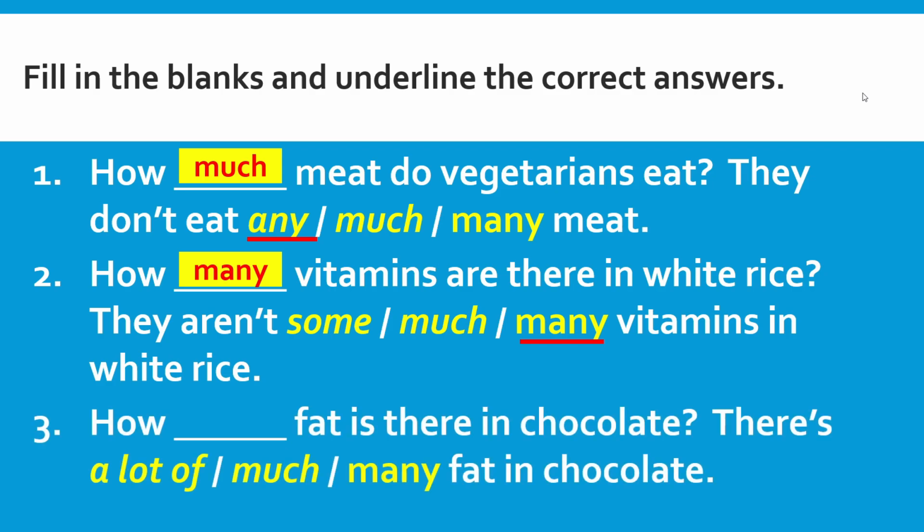Number 3, how much fat is there in chocolate? There's a lot of, many fat in chocolate. Well, you know that fat is uncountable, so automatically we have to put much. And in chocolate, we know that there is a very high quantity of fat because it's very sweet. So there's a lot of fat in chocolate. You can't say many because fat is uncountable.